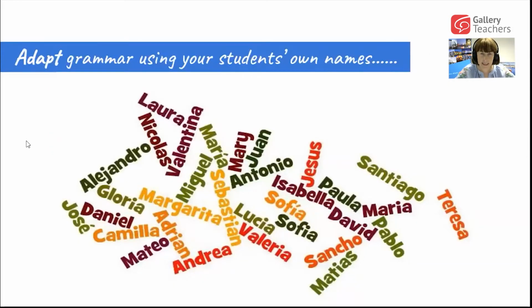The other idea that I talked about was to adapt very standard grammar exercises, but to do this by using your students' own names and personalizing the lesson. And this can be done very easily and simply.